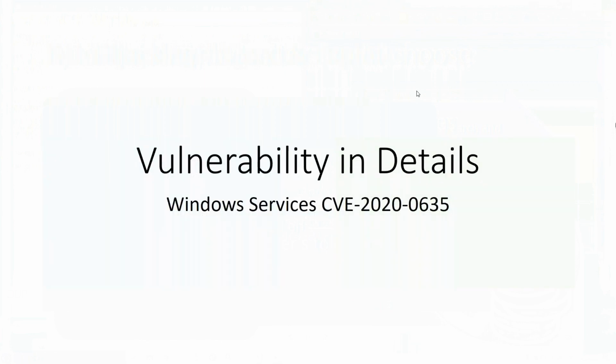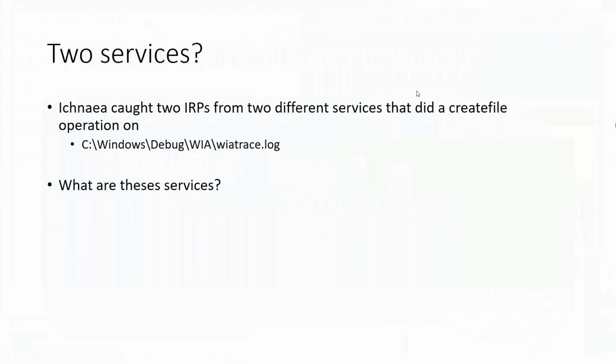Now, let's see a quick example of a recent bug that was discovered and fully exploited by Ichnaea. This was fixed, I think, in January of this year. Now, this bug is a bit silly. Ichnaea caught two IRP requests from two different services that did create file operations on C:\Windows\Debug\WIA or StiTrace.log. What were those two services? For starters, I've never heard of those services. They're probably connected to image processing and image processing devices on Windows.